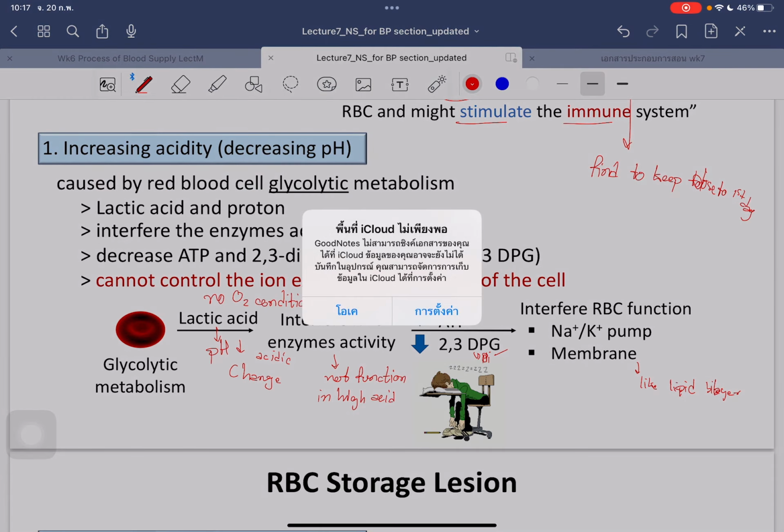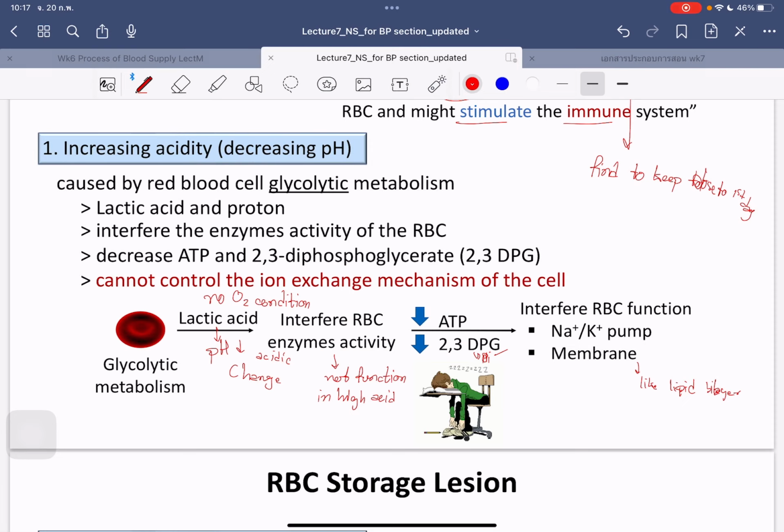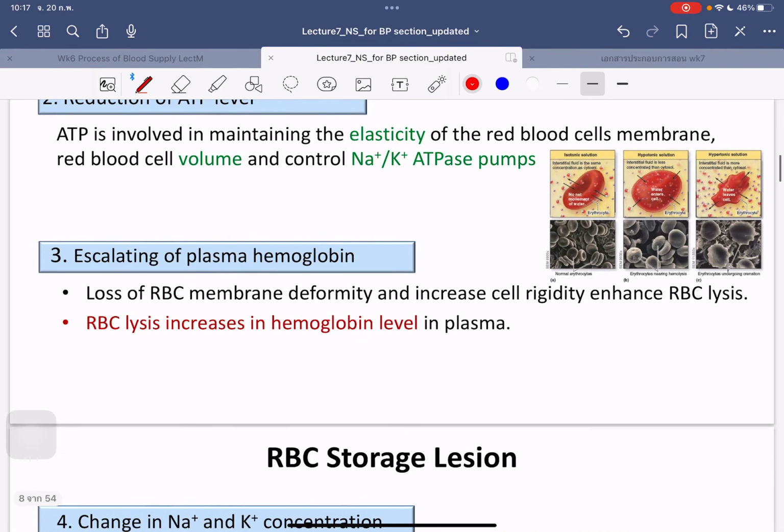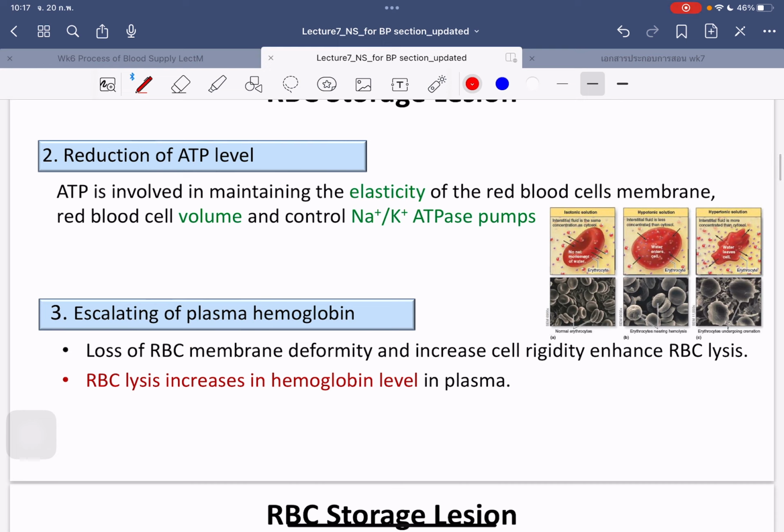So let's see the first one. That is when you reduce the ATP level. ATP is important for the cell to control the red blood cell membrane. If you do not have ATP, water can pass into the red blood cell, and then you can see that the red blood cell becomes swollen. And moreover, the sodium potassium pump requires ATP. If you do not have enough ATP, it cannot pump sodium out of the cell and cannot bring potassium into the cell as well. So the cell membrane is going to change.